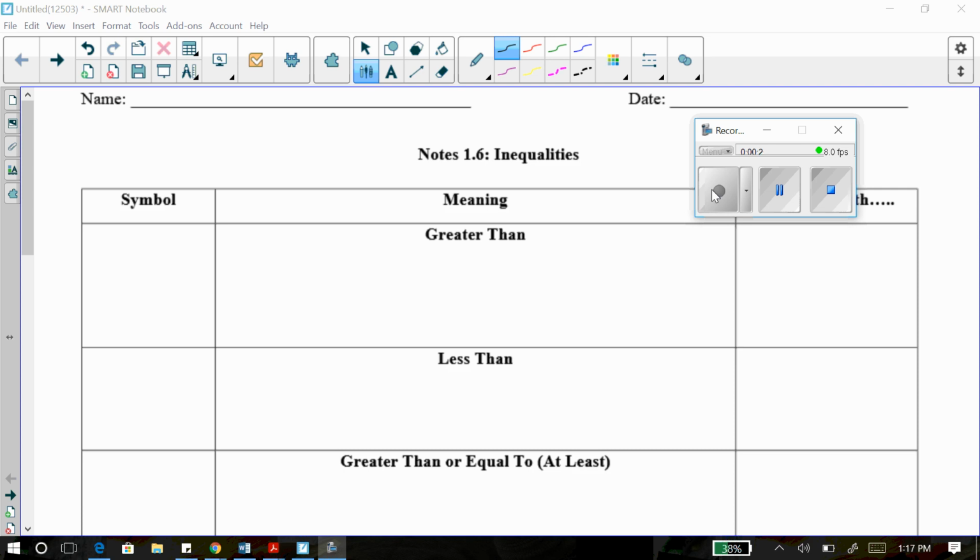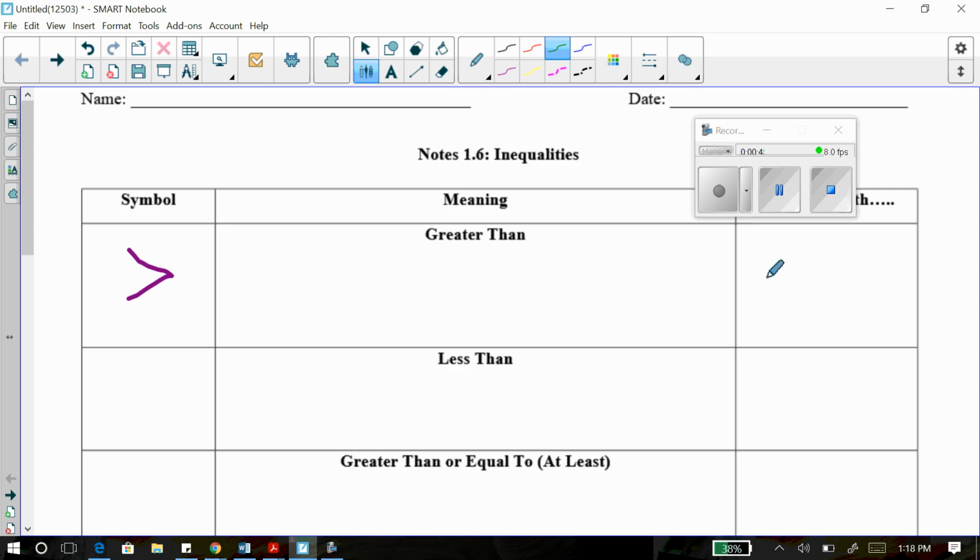So you will notice off to the side, on the left side of your screen, you have some inequality symbols. What we're going to do is talk about the symbols, and when we talk about a symbol, I want you to drag the symbol into the box. So greater than. The greater than symbol looks like this. It's not greater than or equal to, it's just greater than.